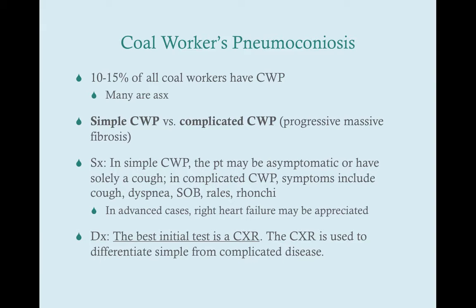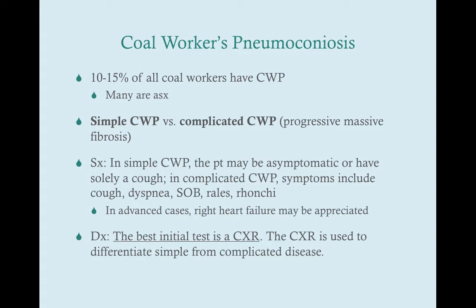The symptoms for CWP are very similar to silicosis. So in simple CWP, you can have asymptomatic, or you could just have a cough. With complicated CWP, you can have cough, dyspnea, shortness of breath, rales, rhonchi on auscultation, and you could even have right heart failure. So really the same symptoms you have in silicosis, the only difference is that the history is different. In a patient with coal workers' pneumoconiosis, they're a coal worker.